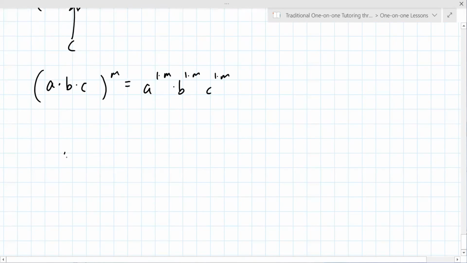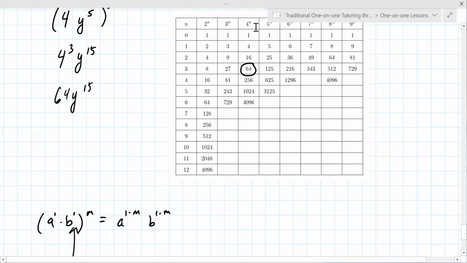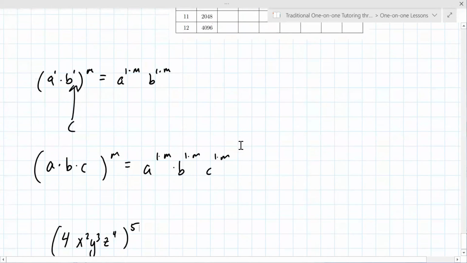So let's say it's 4x squared y cubed z to the fourth, all to the fifth power. How many of these get the fifth power? All of them. So give me your final answer here. I'll tell you that 4 to the fifth is 1024.